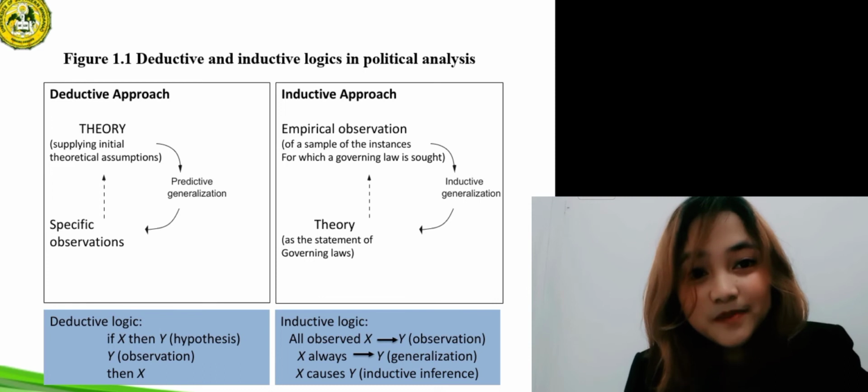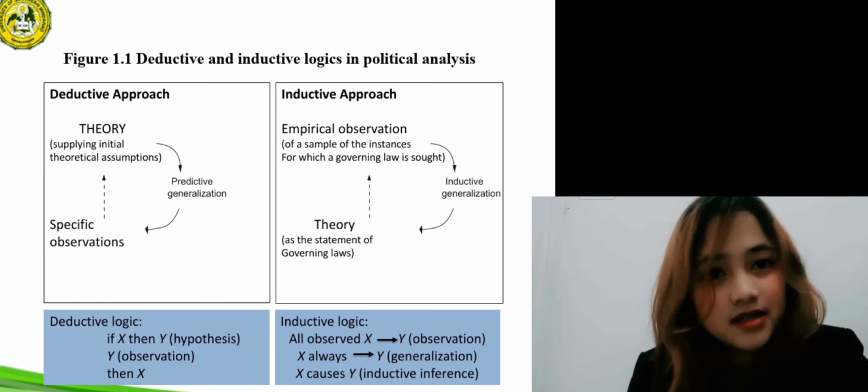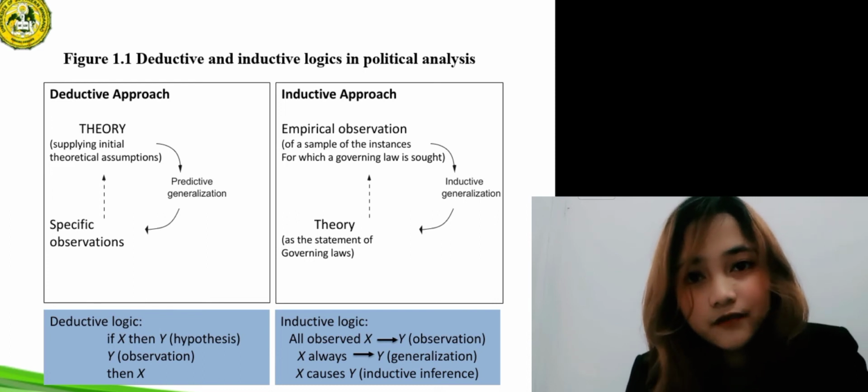So having established the distinctiveness of these two approaches, which are the inductive and deductive rationales in political research, we can now return to the trade-off between parsimony and complexity.